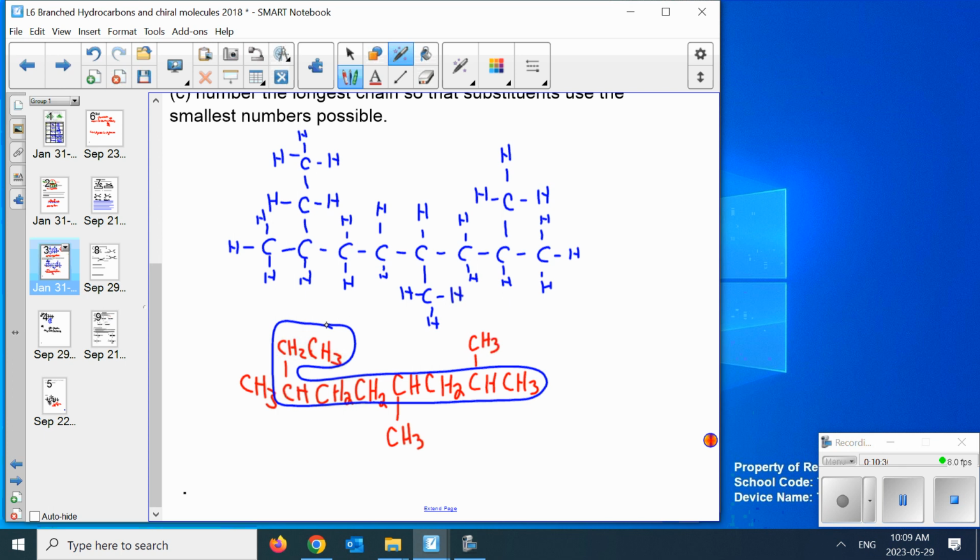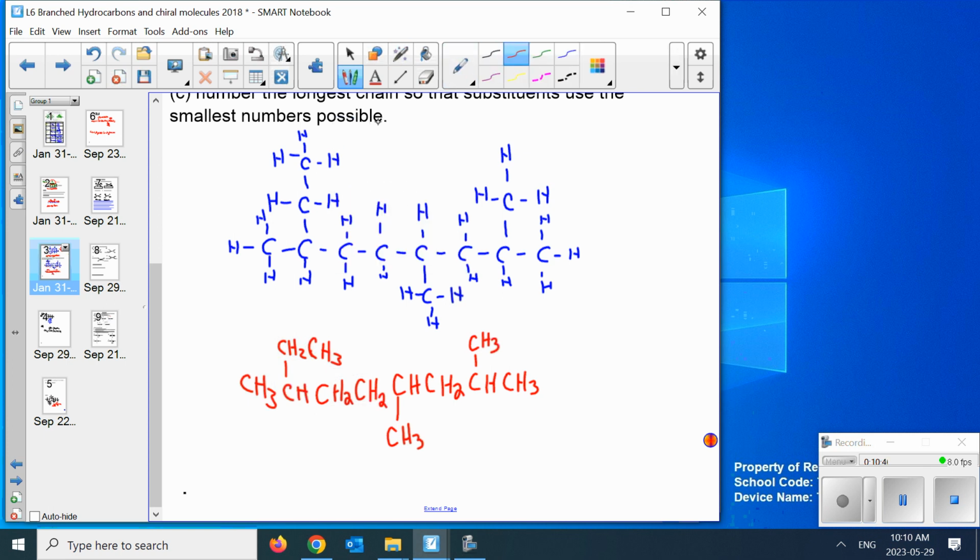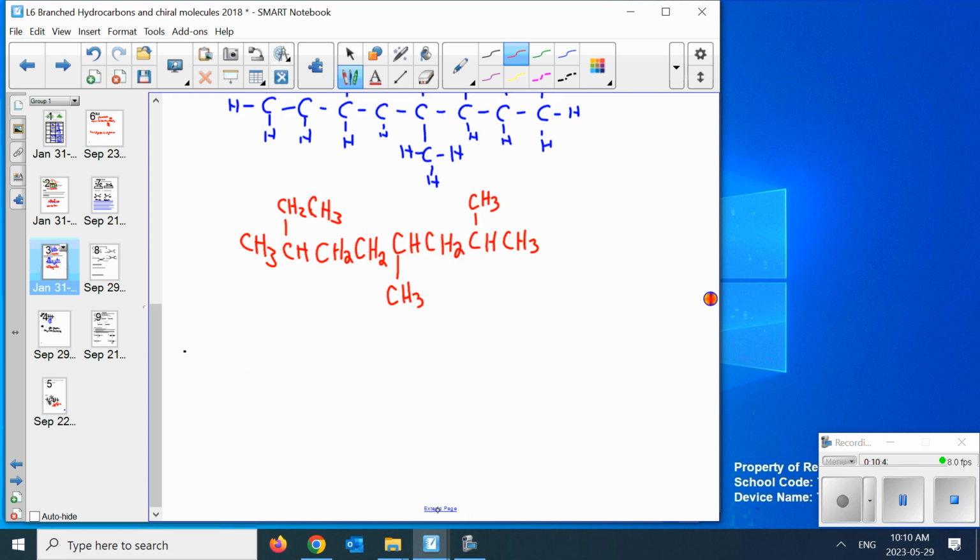So it doesn't have to be in a straight line. It can be zigzag, right? That's the reason. So we know nonane is our longest chain. I'm going to write that down for us. That's the next thing. So one thing at a time. I'm using this as my parent chain, my longest chain.